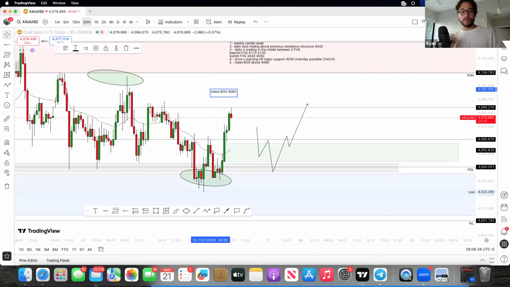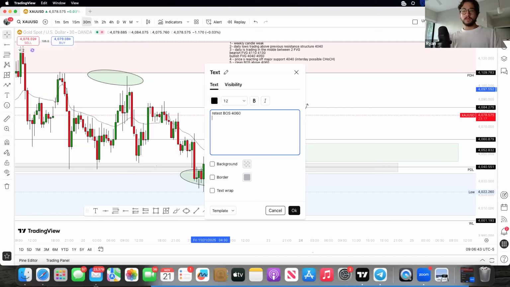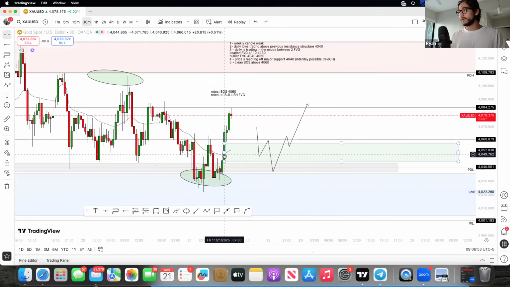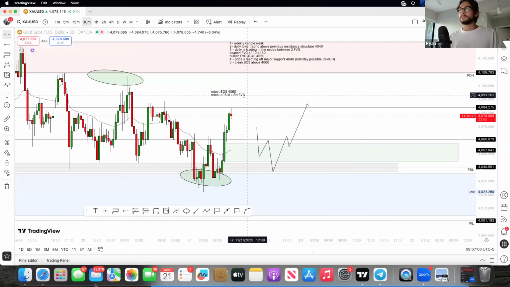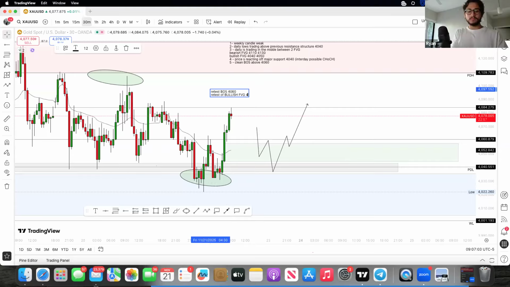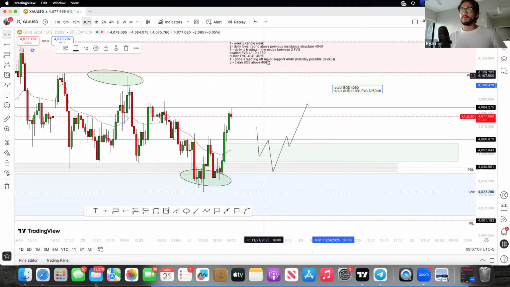Second, we're waiting for the retest of our bullish fair value gap, which is between 4050, 4050-ish zones. That's it. This is all we're going to be waiting for.